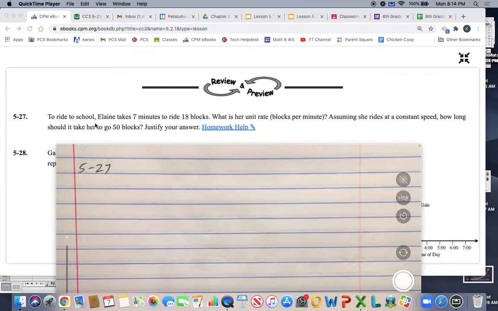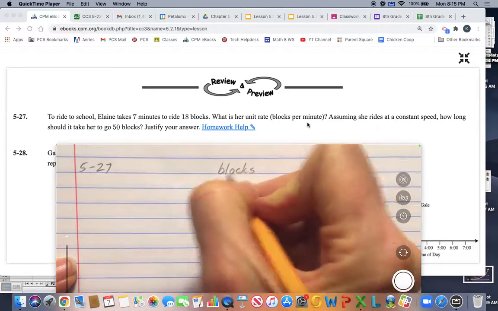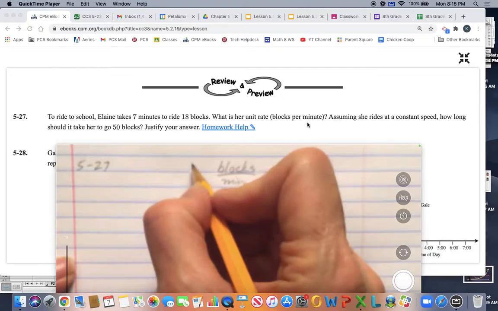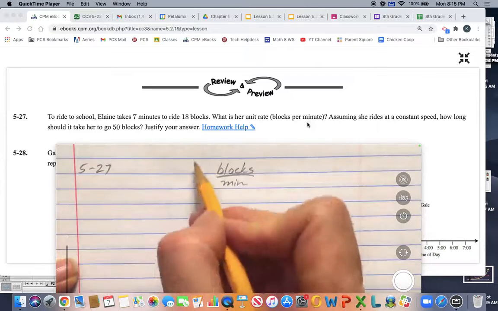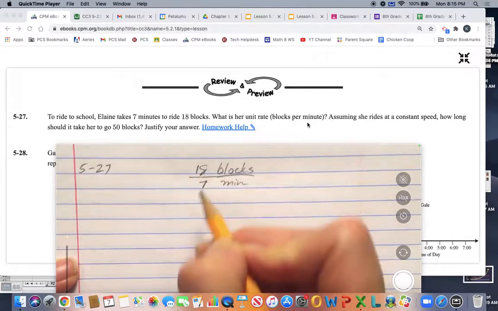We're going to look at what her unit rate is. So to ride to school, Elaine takes 7 minutes to ride 18 blocks. What is her unit rate or blocks per minute? Okay, so this is what we're looking for, blocks per minute. So if we line up the information we know, she's going to ride 18 blocks in 7 minutes.